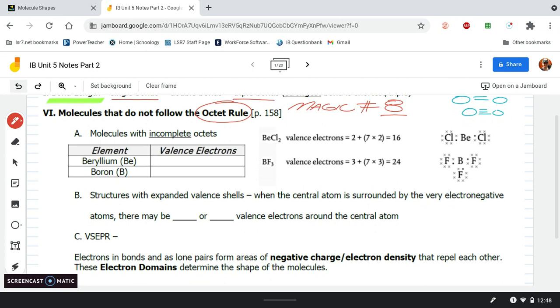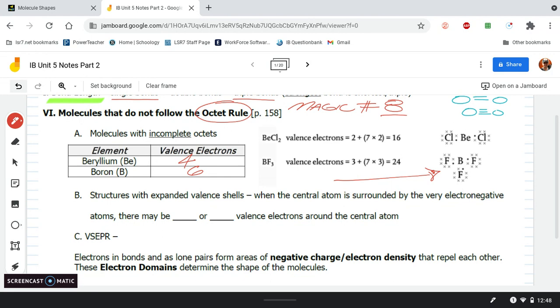Beryllium can be okay with just 4 valence electrons, and boron can be okay with 6. You can see some examples over here. Boron is a little more common than beryllium.